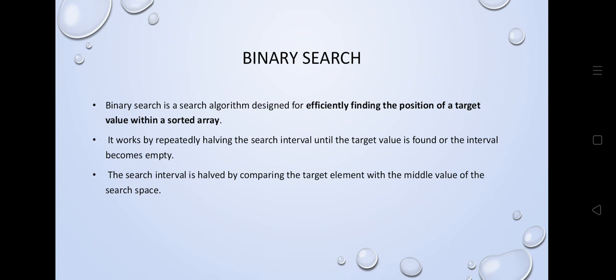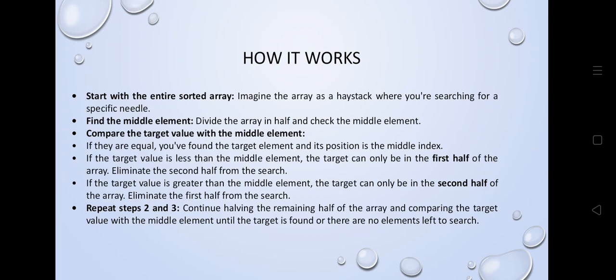Binary search is different from linear search. Binary search is a search algorithm designed for efficiently finding the position of a target value within a sorted array. It works by repeatedly halving the search interval until the target value is found or the interval becomes empty. The search interval is halved by comparing the target element with the middle value of the search space. Binary search always starts with the entire sorted array.